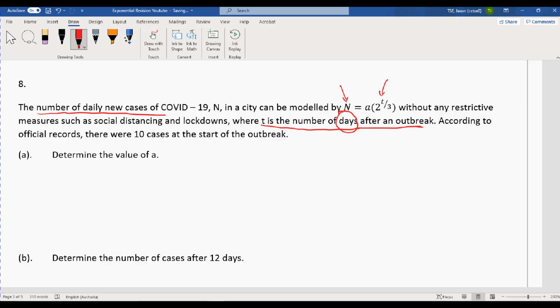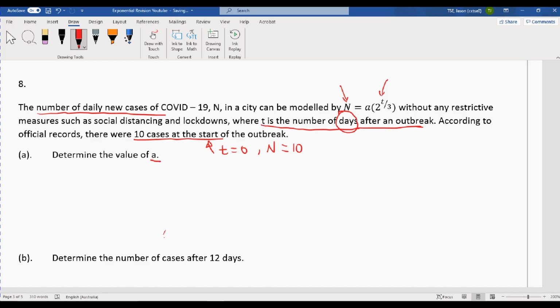There were 10 cases at the start of the outbreak. So what do you mean by at the start of the outbreak? That means at t equals 0. 10 is number of cases, so this should be n equals 10, right? So we will use this kind of modeling equation and also the initial conditions to solve the problems. Okay, so part A, determine the value for A.